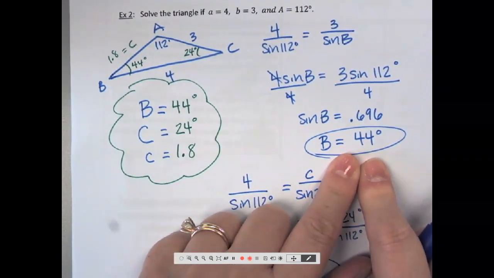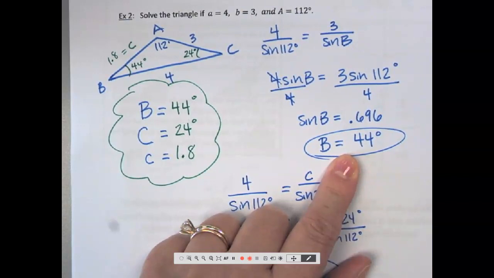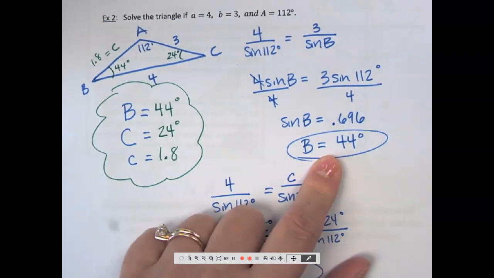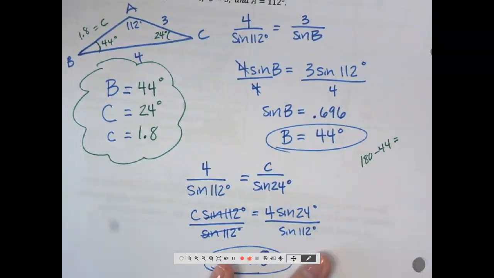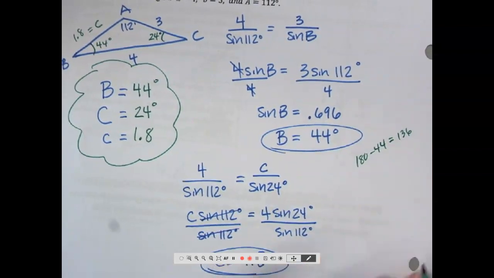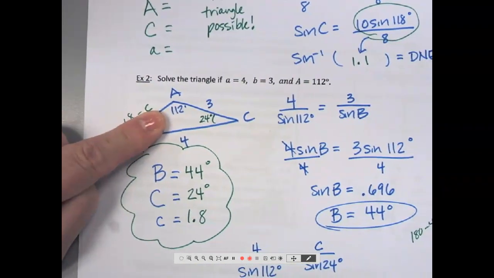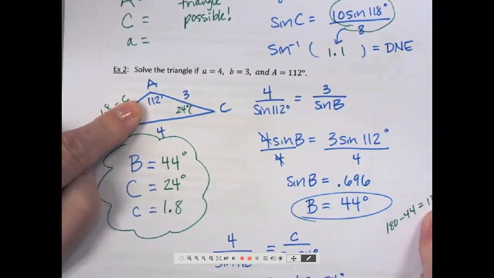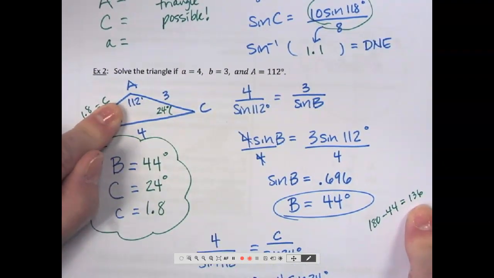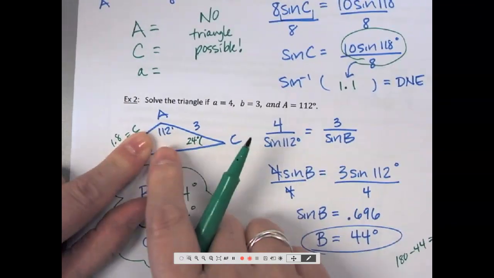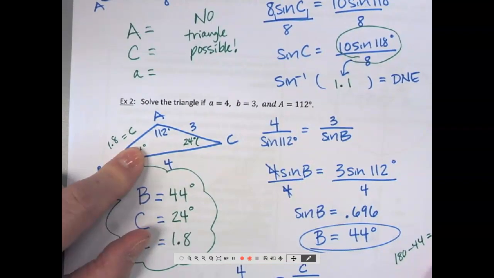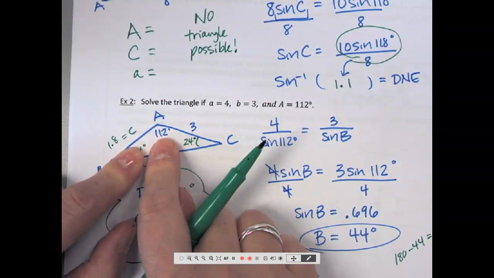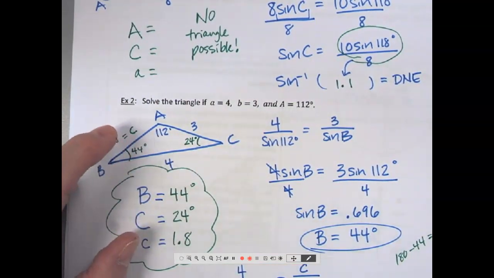Okay, so I got 44 degrees. What's the supplement of 144? It's 180 minus 44, 136. But remember, the angle we were given was already obtuse. I can't fit 112 and 136 in a triangle because that exceeds the 180 degrees. So if you're already given an obtuse, there's no way you're going to be able to fit another obtuse angle. So if the given angle is obtuse, it will either be no triangle or 1.